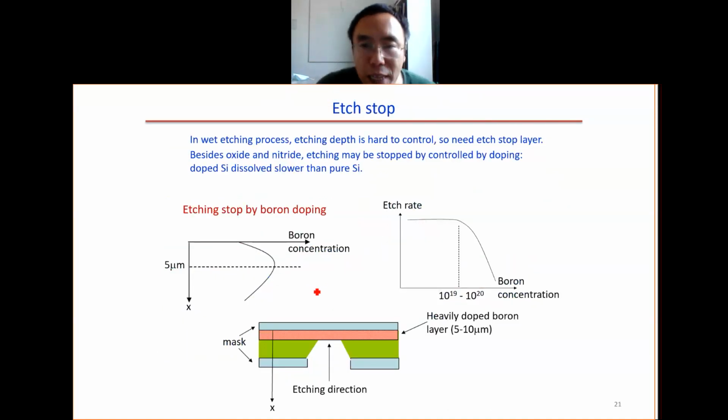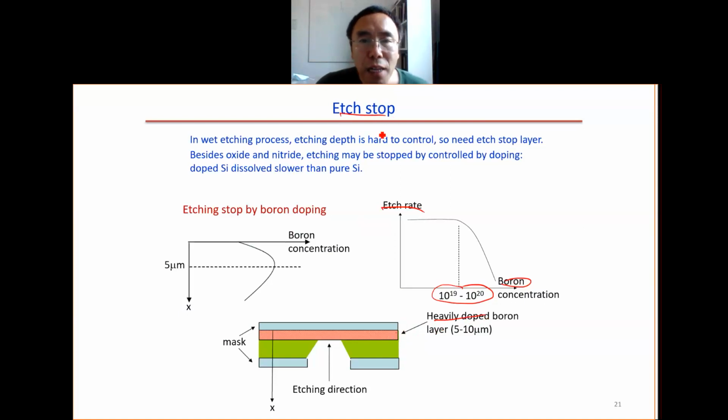So now let's look at the etch stop, the boron stop etching. The idea is that when the silicon is heavily doped with 10 to the power 19 to 10 to the power 20 boron, the etching rate drops a lot. That means when we have heavily doped p-type silicon, the etching will be stopped at the heavily doped layer. So this is called etch stop.